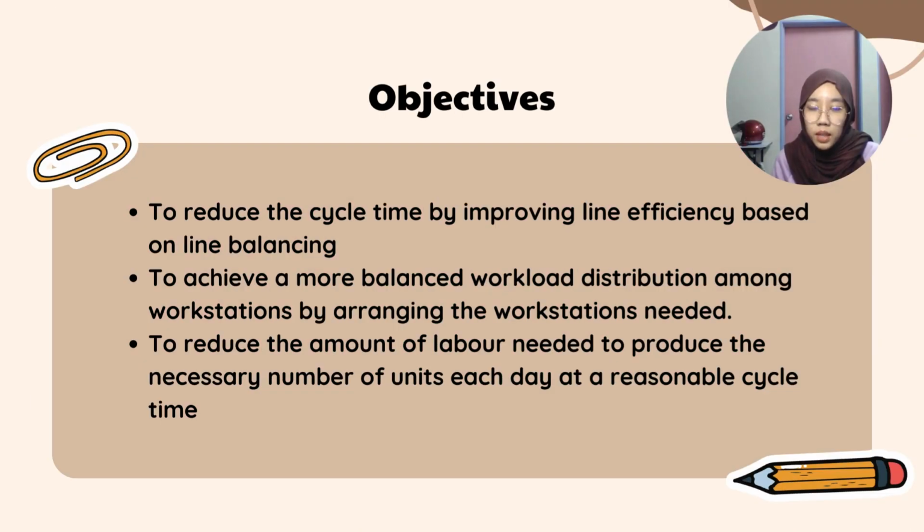So for the objective, we try to reduce the cycle time by improving line efficiency based on line balancing, and then to achieve a more balanced workload distribution among workstations by arranging the workstations needed, and also to reduce the amount of labor needed to produce the necessary number of units each day at a reasonable cycle time.